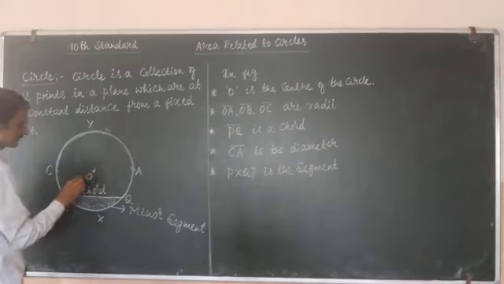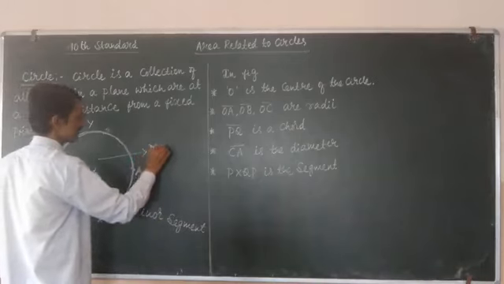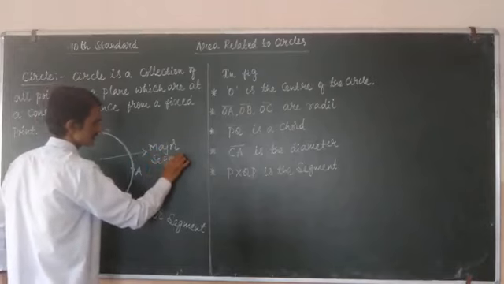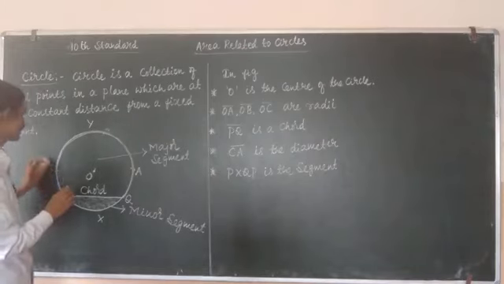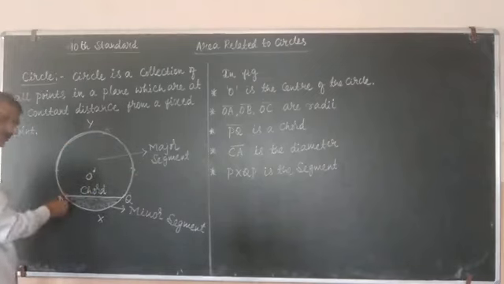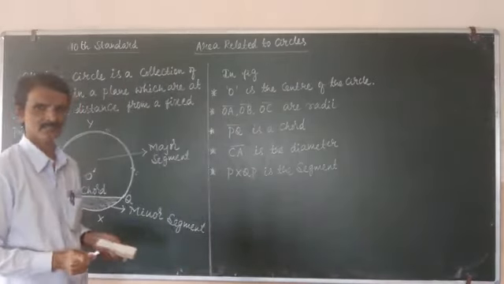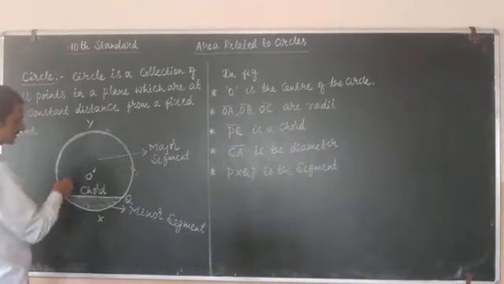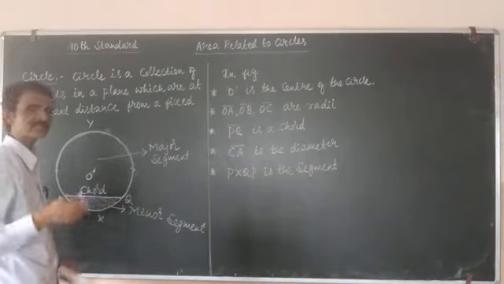So then, this part is called the major segment. Students, you already know that. PYQ is an arc of a circle. An arc is a part of the circle. PYQ is a major arc, whereas PXQ is a minor arc.